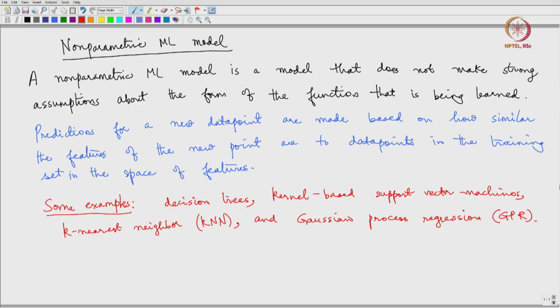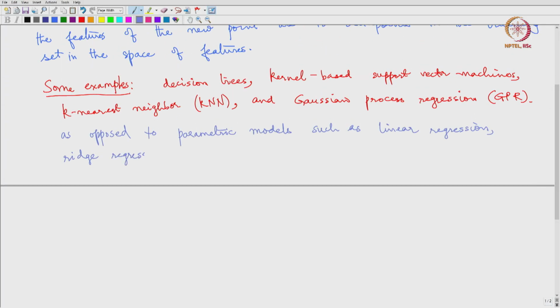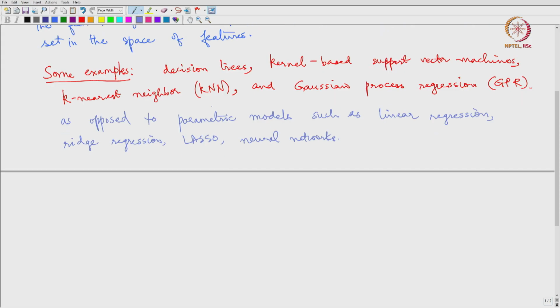So these are some of the non-parametric models, and these are opposed to parametric models, such as linear regression, ridge regression, lasso, and so on, as well as neural networks, because you have to assume a certain kind of architecture.